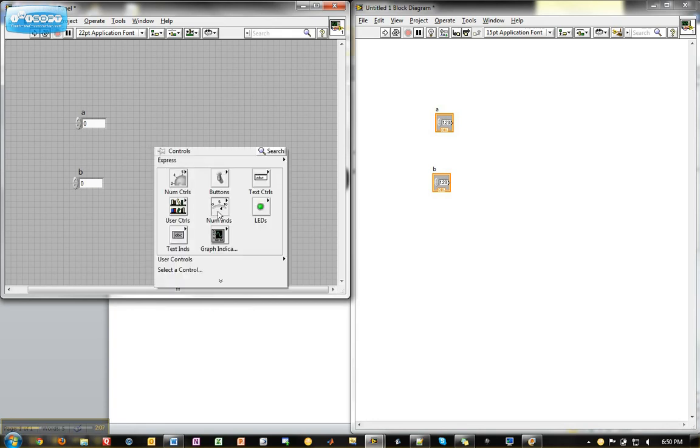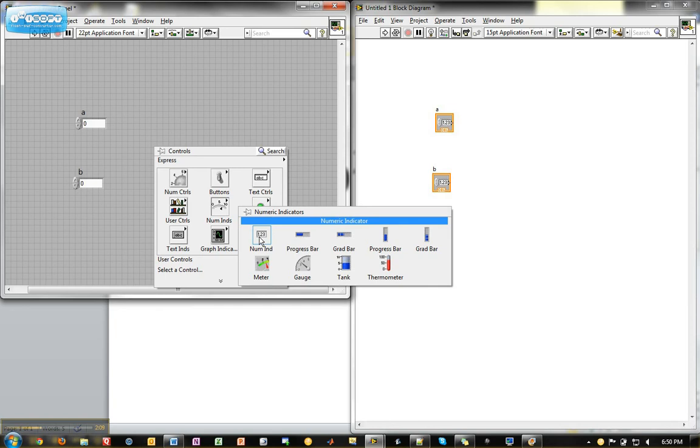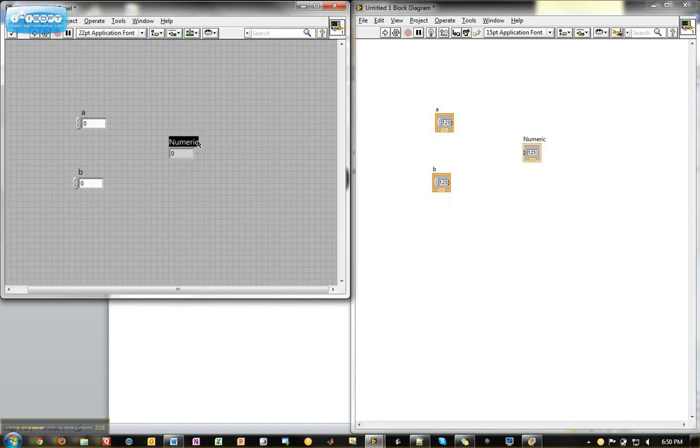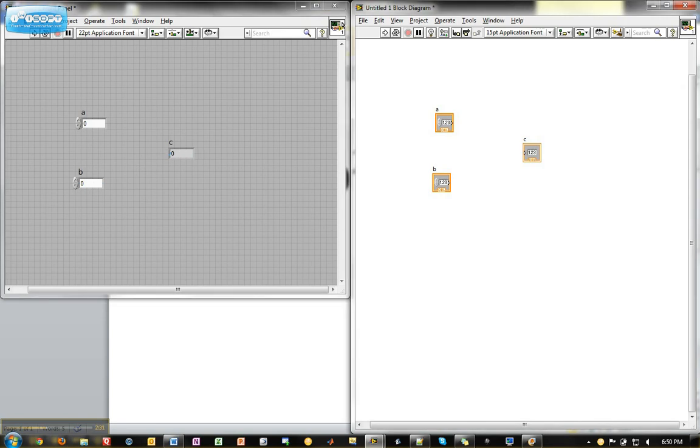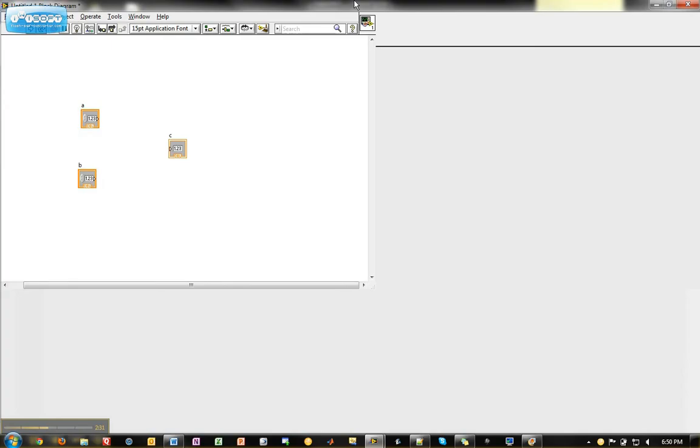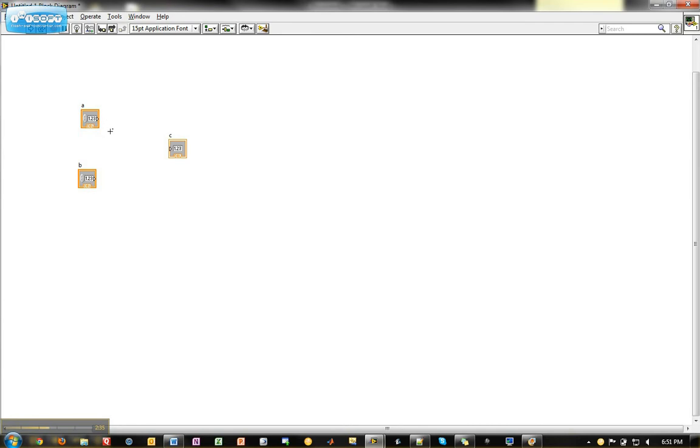So we're going to need a numeric indicator, which you can use a digital display, or you can use a gauge or a tank or anything you want. The numeric display makes more sense for this type of situation. So you're going to call this one C. These are your inputs, controls. That's your output, indicator. And then over here on the block diagram is where you're going to put your functions that will actually make the Pythagorean Theorem equation solver work.